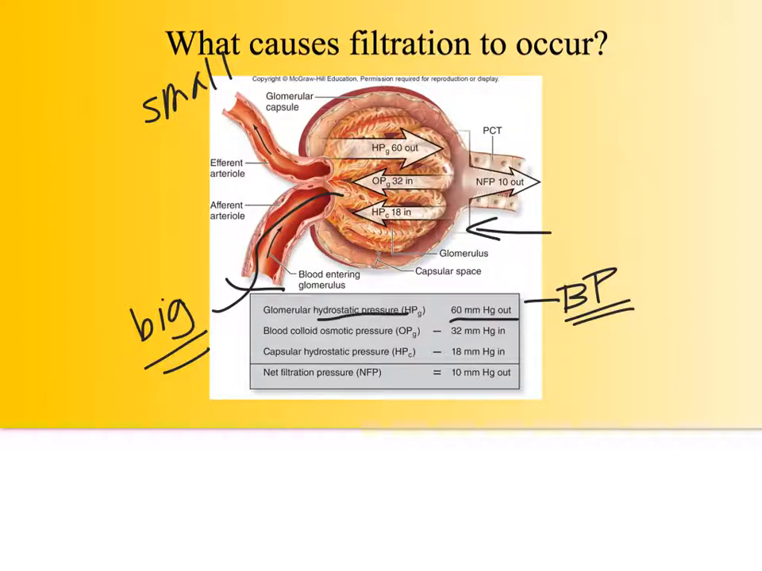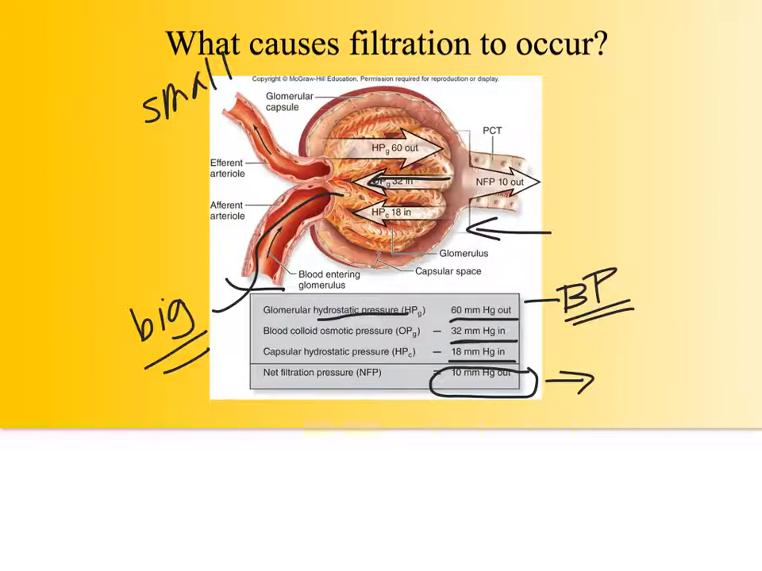Now there is some blood colloidal pressure. The blood has some osmotic pressure that's going to pull fluid back in. It's going to hang on to fluid. And then there's a little bit of pressure in the capsule as well. So we end up with a net filtration pressure that is going to allow us to make urine.